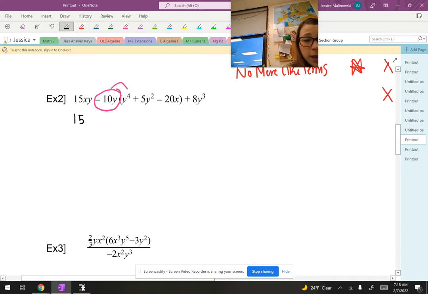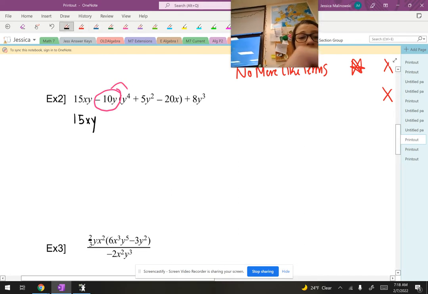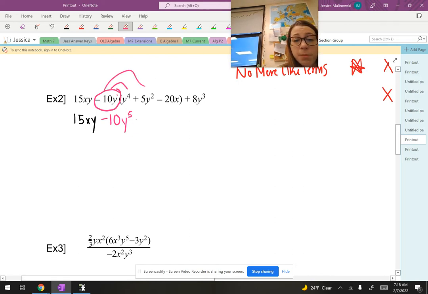So I'm just going to carry down 15xy while it's here so I don't forget. So negative 10, there's only a coefficient of 1 there, so that's going to stay negative 10. Y to the first times y to the fourth is y to the fifth. Negative 10 times a positive 5 is going to turn into negative 50. And y to the first times y squared turns into y cubed.